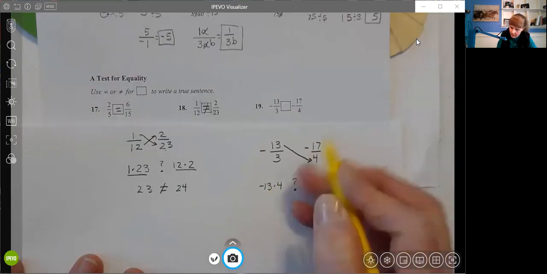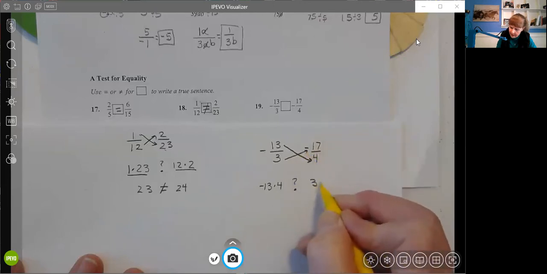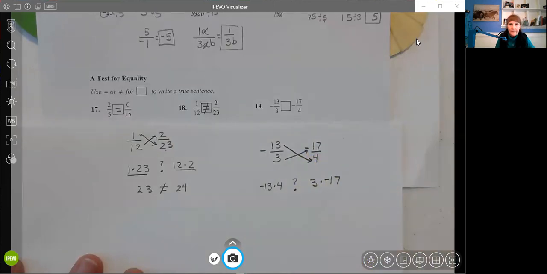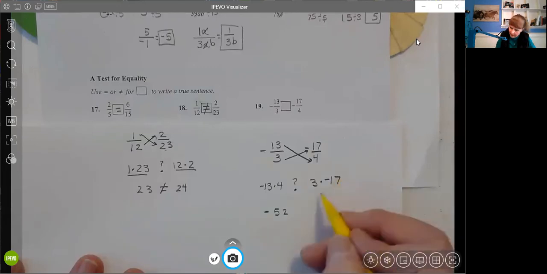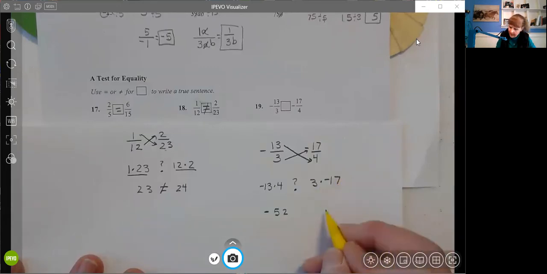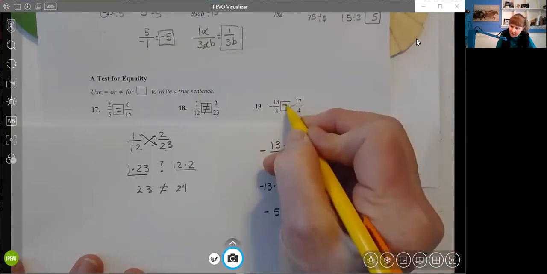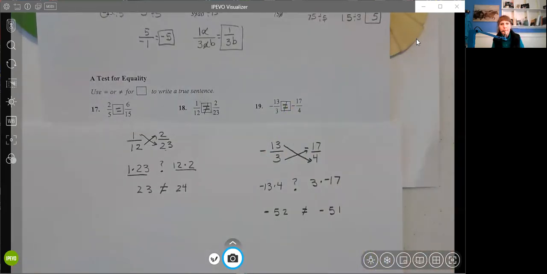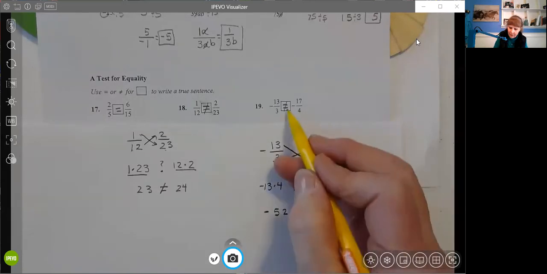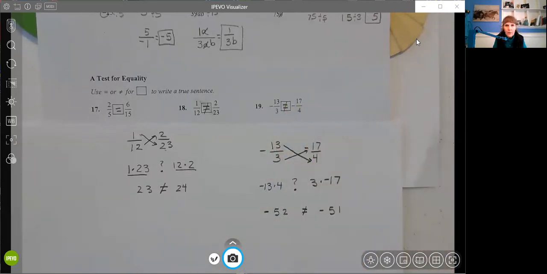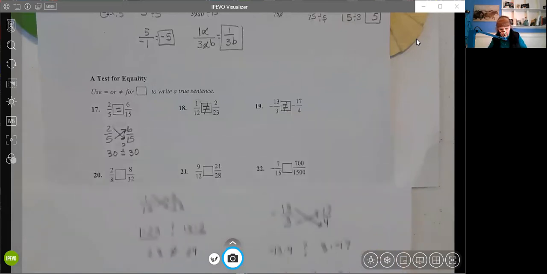Does it equal 3 times a negative 17? This right here is a negative 52. Okay. This right here, when I multiply these, I get a negative 51. So these are not equal. Those fractions do not represent the same amount. They just don't. And that's the symbol we use for not equal. Equal with a slash on it. And that should show up at the bottom of Pearson when you're typing that in.